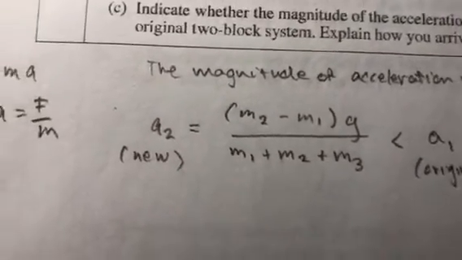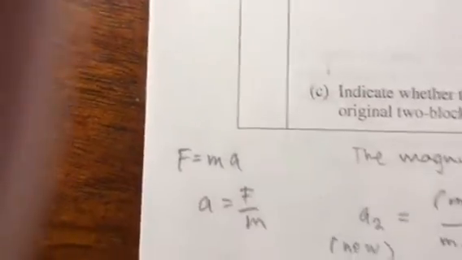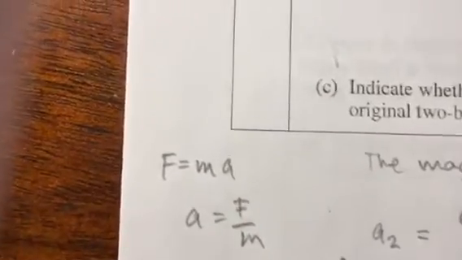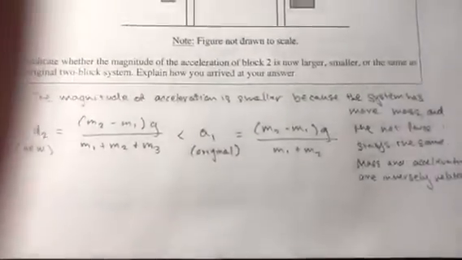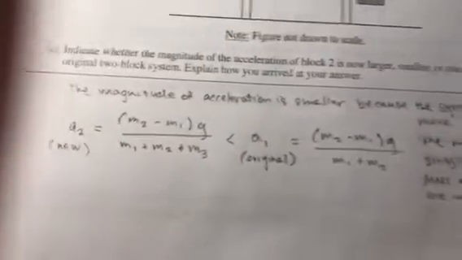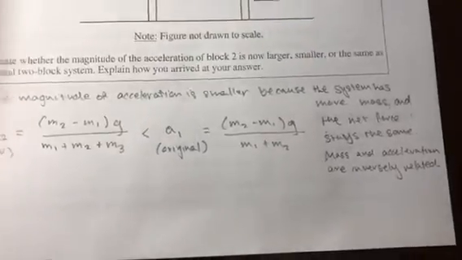Also, since the net force of the system is the same, we can look at the equation F equals ma to find that the mass and acceleration are inversely related. So, in conclusion, the magnitude would be smaller. The magnitude of acceleration would be smaller in this new system because the total mass of the system becomes larger.